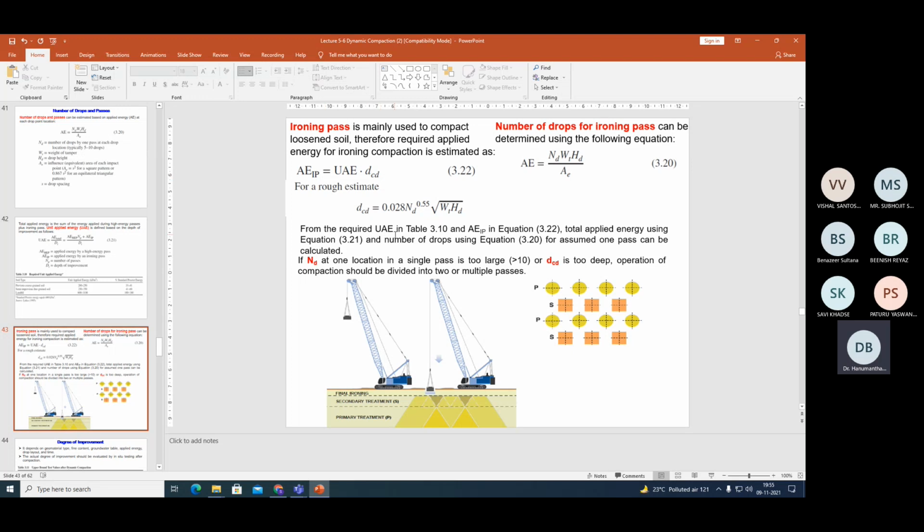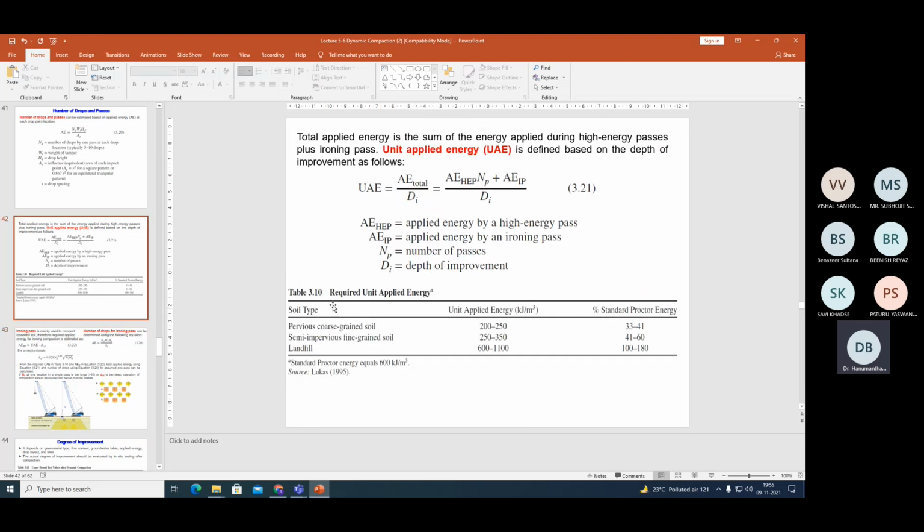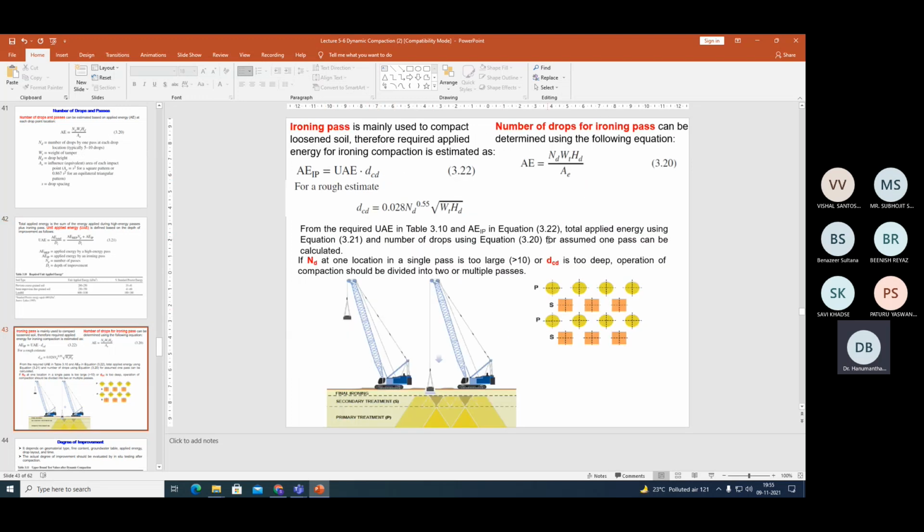So from the required unit applied energy in table 3.1, the AEIP in equation 3.2, and the total applied energy using equation 3.21, the number of drops using 3.2 for an assumed one pass can be calculated. If N D at one location in a single pass is too large, greater than 10, or the depth of the crater is too deep, the compaction operation should be divided into two or multiple passes. So this is another guideline.